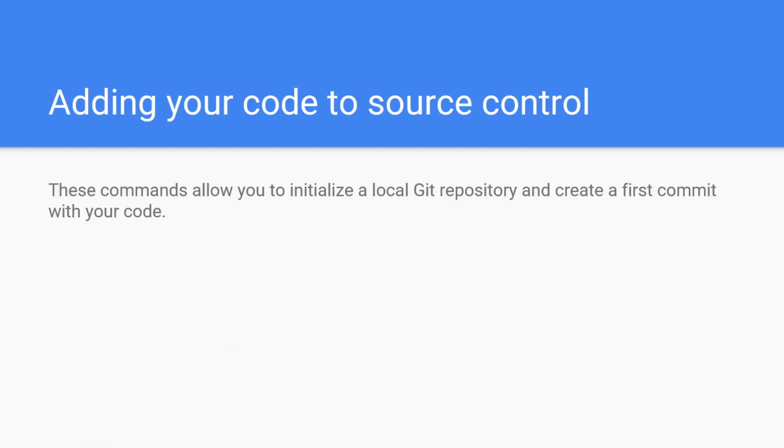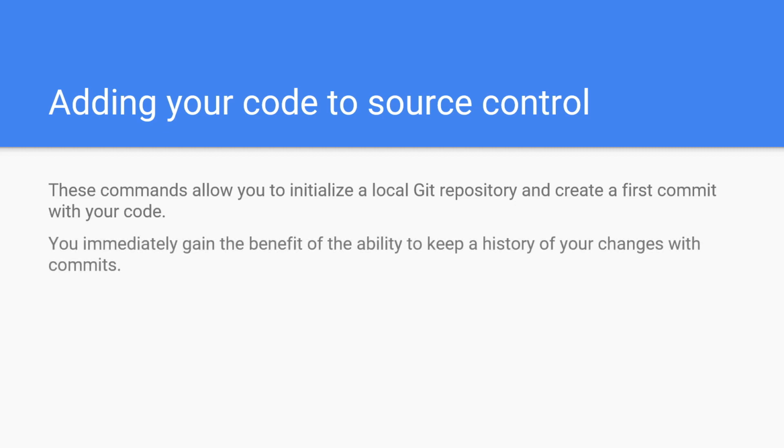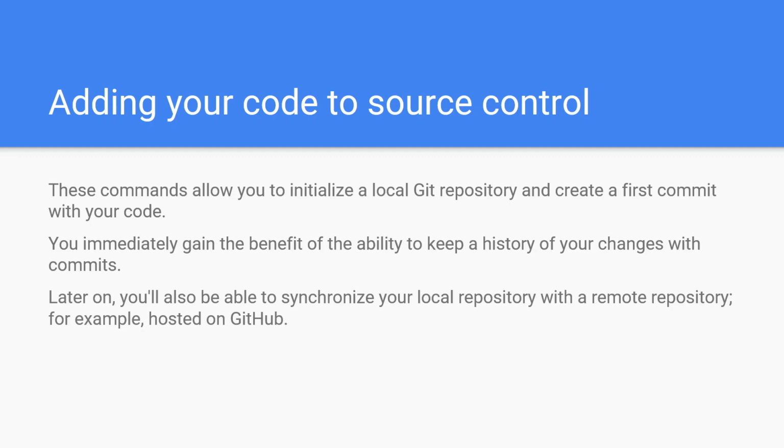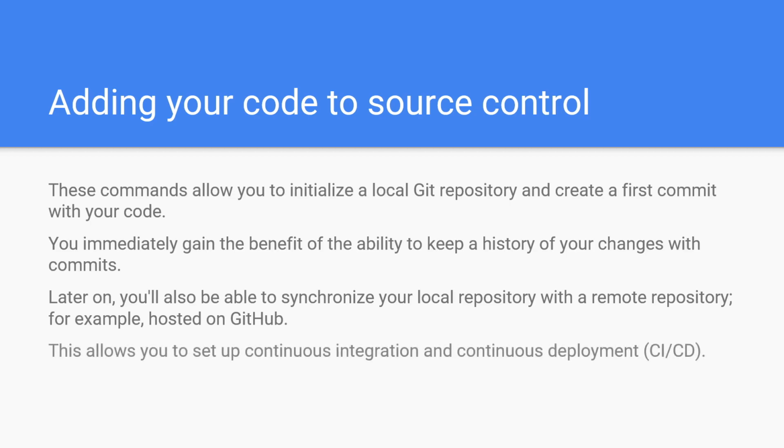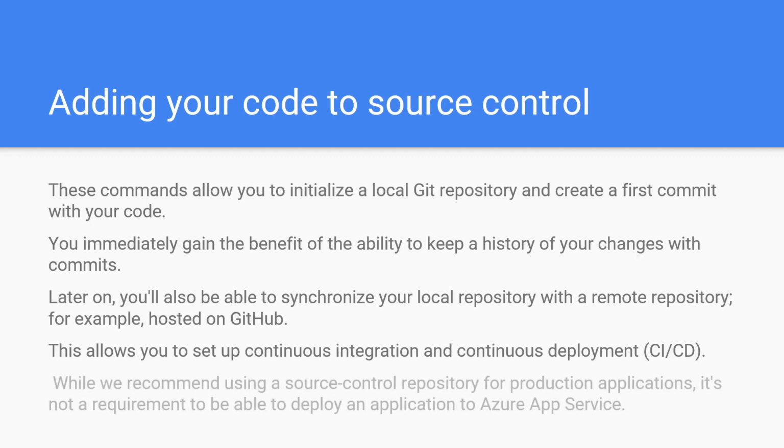So these commands allow you to initialize a local Git repository and create a first commit with your code. You immediately gain the benefit of being able to keep a history of your changes with commits. Later on, you will also be able to synchronize your local repository with a remote repository, for example, hosted on GitHub. This allows you to set up continuous integration and continuous deployment, CI/CD. While we recommend using a source control repository for a production application, it is not a requirement to be able to deploy an application to Azure App Service.